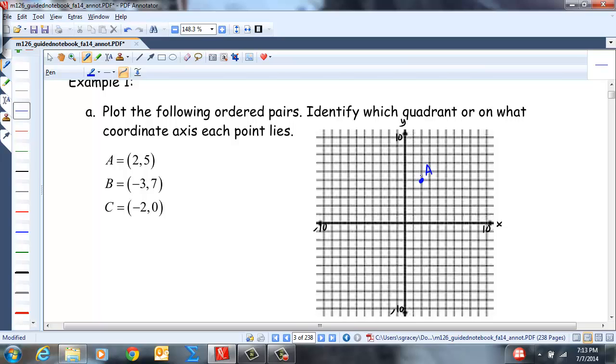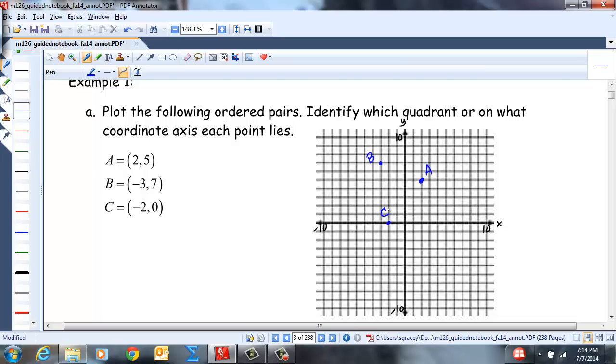And then point B is (-3, 7). So 3 to the, good, left. 1, 2, 3. And then 1, 2, 3, 4, 5, 6, 7, up. And that is point B. And point C, we are going 2 to the left and 0 up. So this is point C.